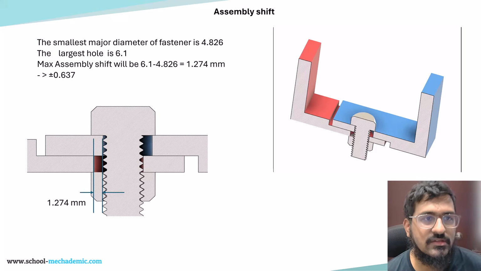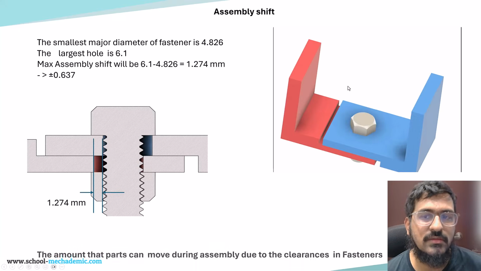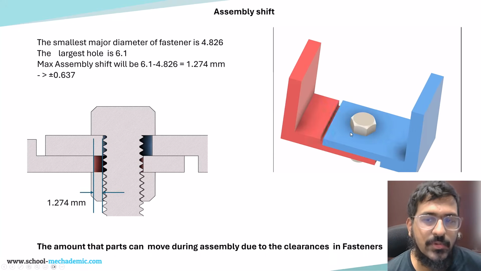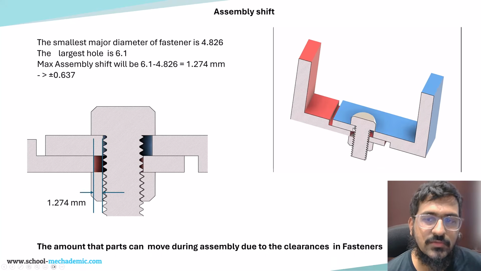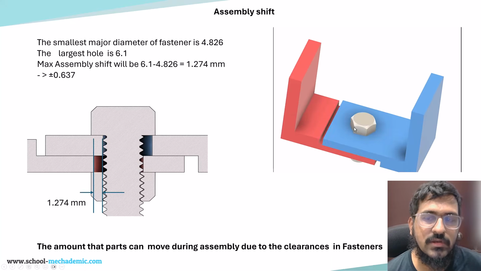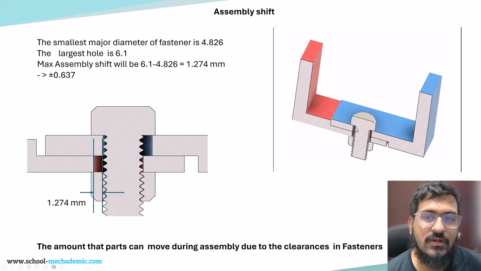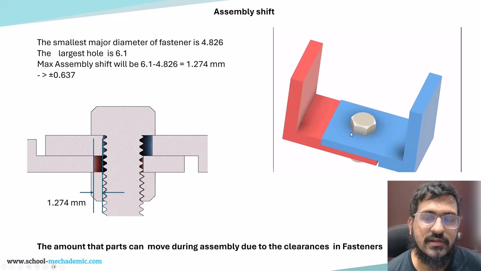That is the worst case. So what will be the maximum assembly shift? Now assembly shift is nothing but the shifting of the components. So as you can see, if there is excessive gap over here in between the clearance hole and the bolt, the part will shift towards the left or towards the right.